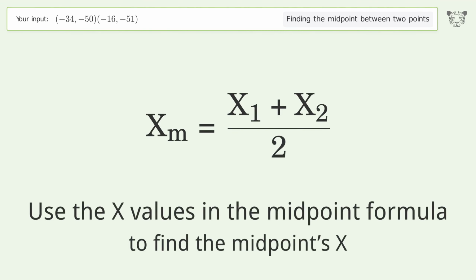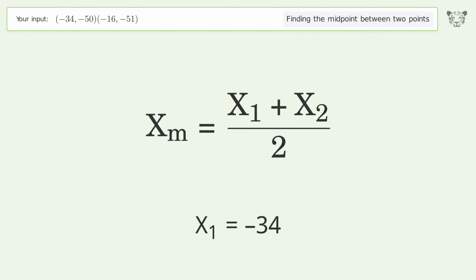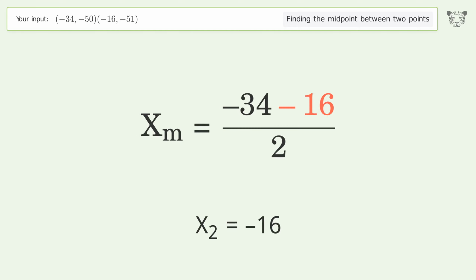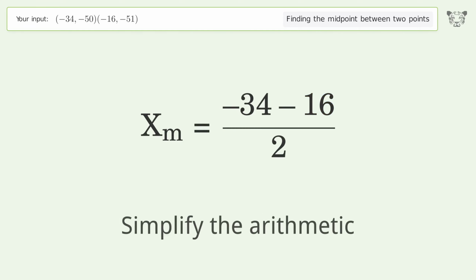Use the x values in the midpoint formula to find the midpoint's x. x1 equals -34. x2 equals -16. Simplify the arithmetic.